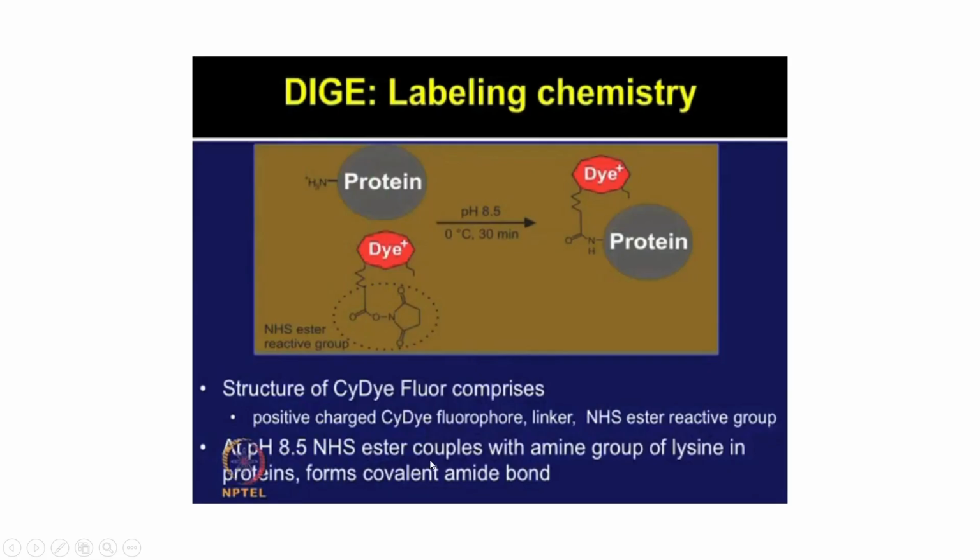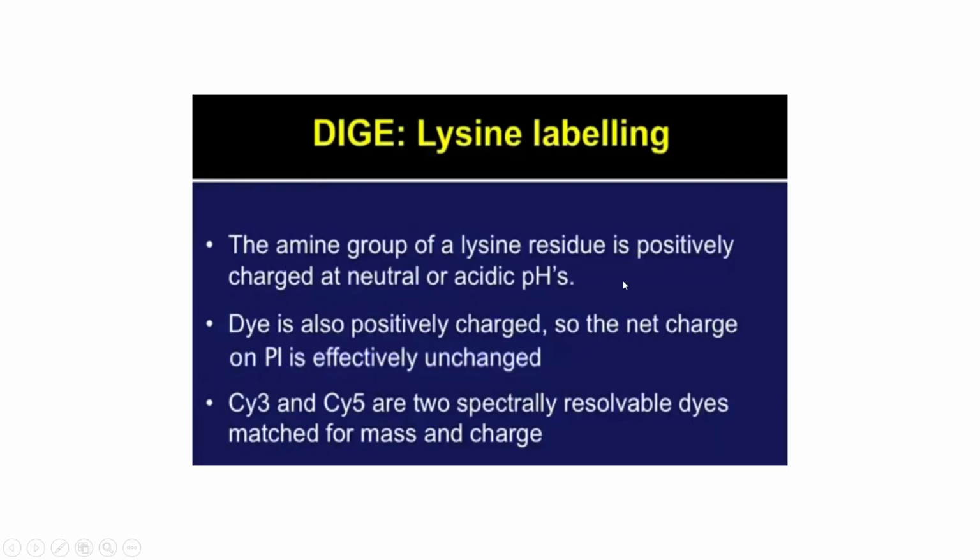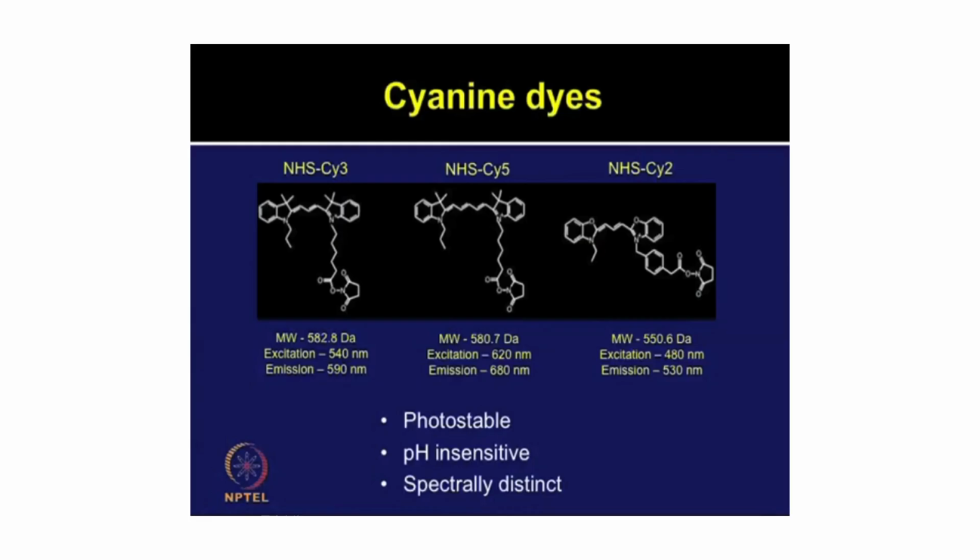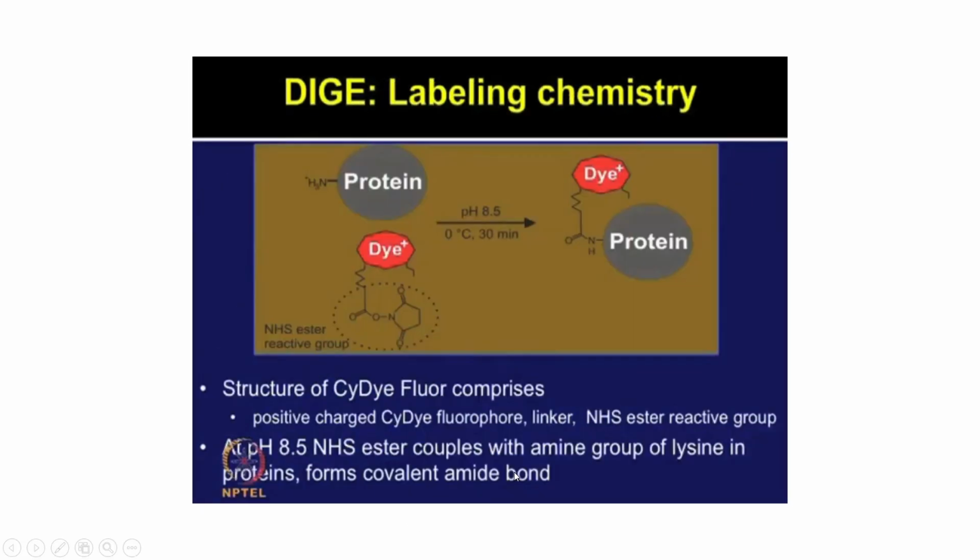At pH 8.5, NHS ester couples with the amino group of lysine. So you need this specific condition in order to react this dye, and it forms a covalent amide bond. By providing this condition, the dye and your protein of interest interact, and that's how it gets labeled. The amine group of lysine residue is positively charged at neutral or acidic pH. Generally this dye is positively charged, so the net charge on the pI is effectively unchanged, and we were also discussing that these are pH insensitive, so they don't get affected by pH as such.